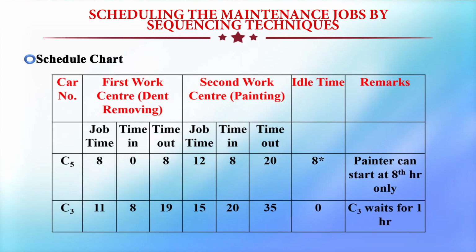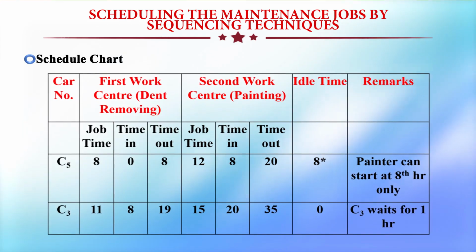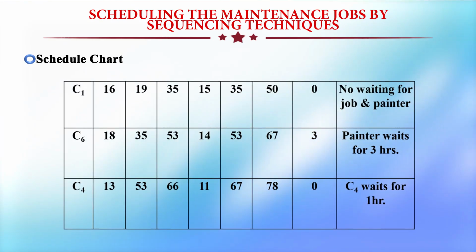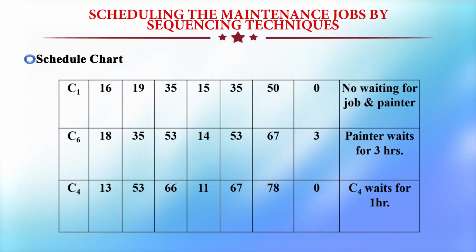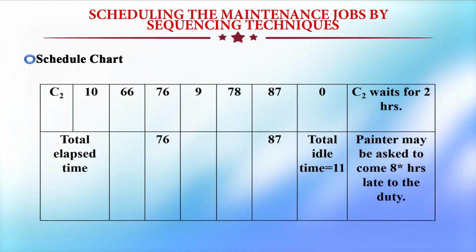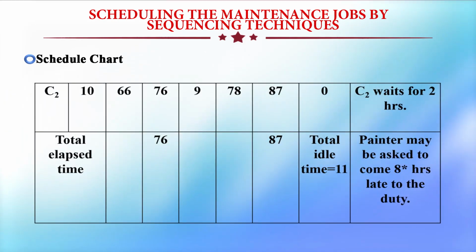So this is the scheduling chart one has to prepare. This is already given in the unit. You can see that C1 is given. Scheduling chart preparation is very easy. Like this, one has to arrange all the schedules.